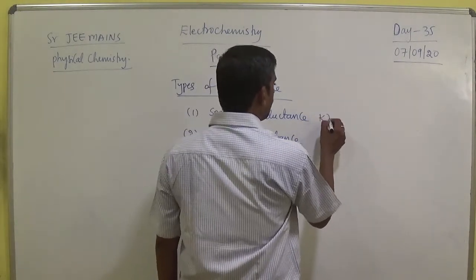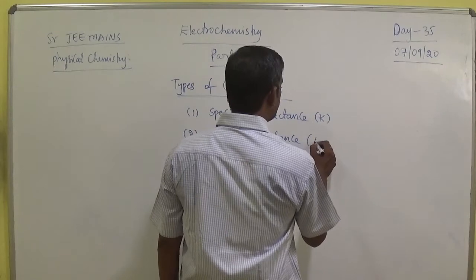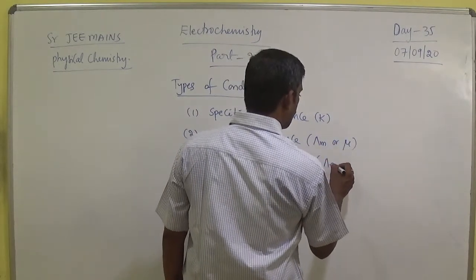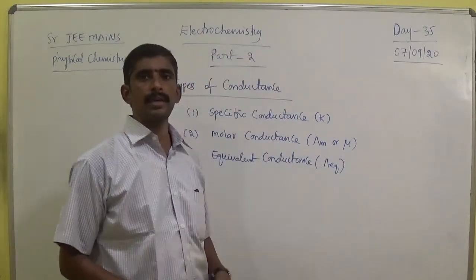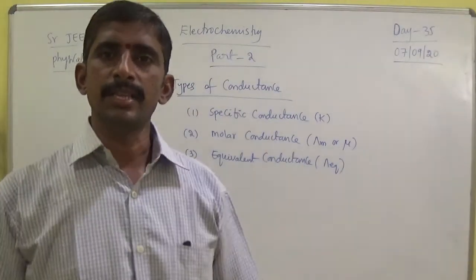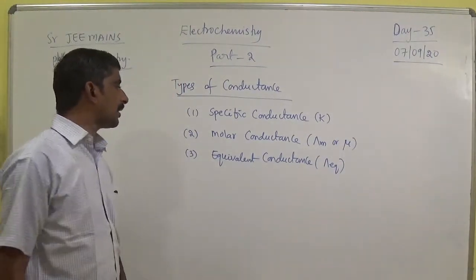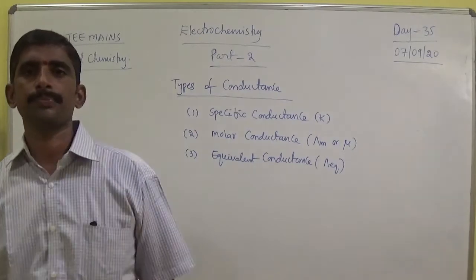Specific conductance has the symbol K. Molar conductance has the symbol mu, and the last one, equivalent conductance, has the symbol lambda. There are 3 types of conductance: specific conductance, molar conductance, and equivalent conductance.